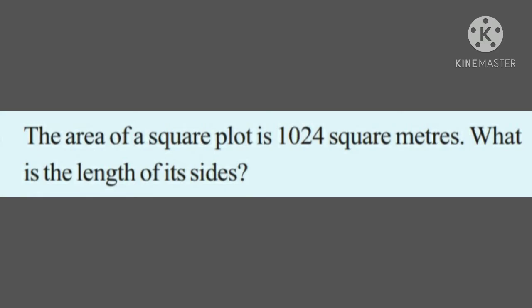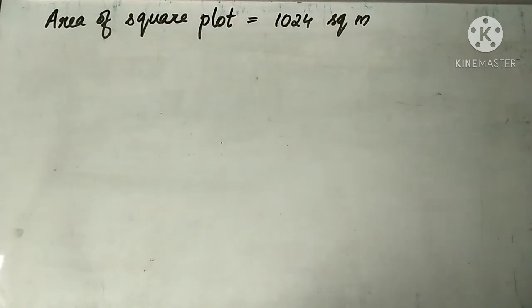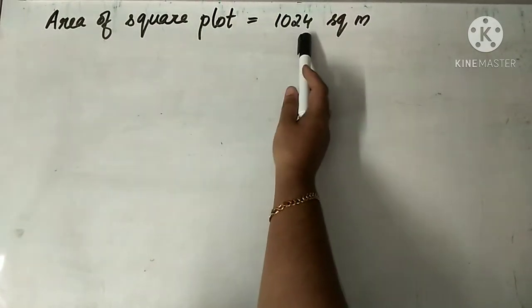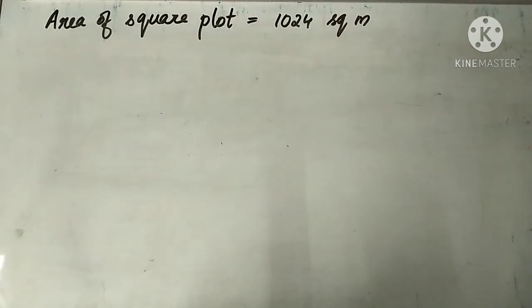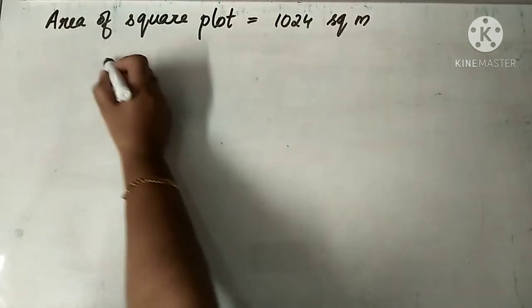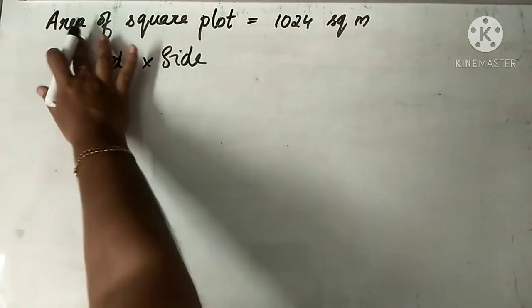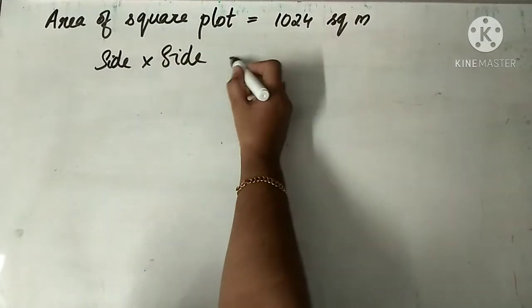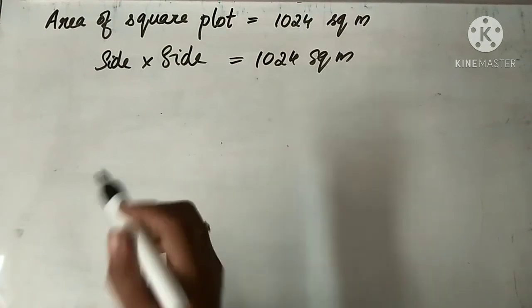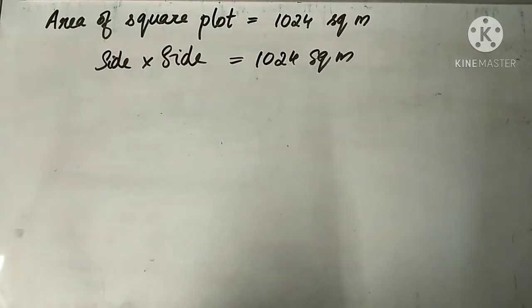First question, the area of a square plot is 1024 square meters. What is the length of its sides? According to the question, it is given that the area of the square plot is 1024 square meter. This is a square plot. So the area of a square is what? Side into side is area. The area of the square is side into side, that is equal to 1024 square meter. We have to find one side.